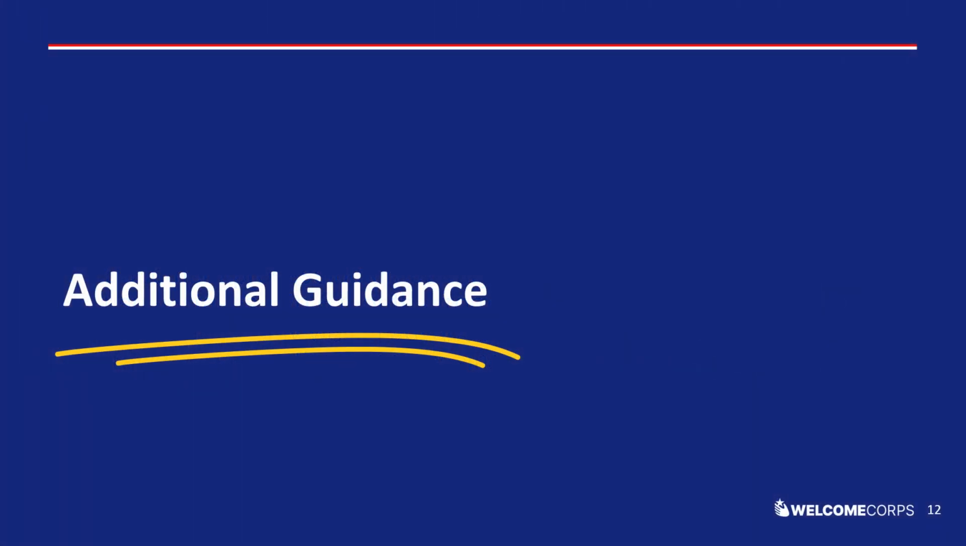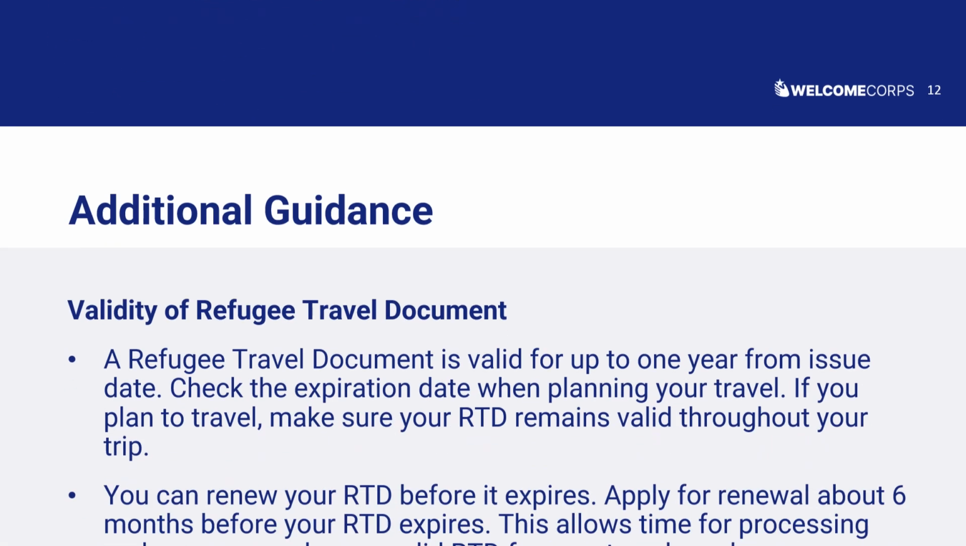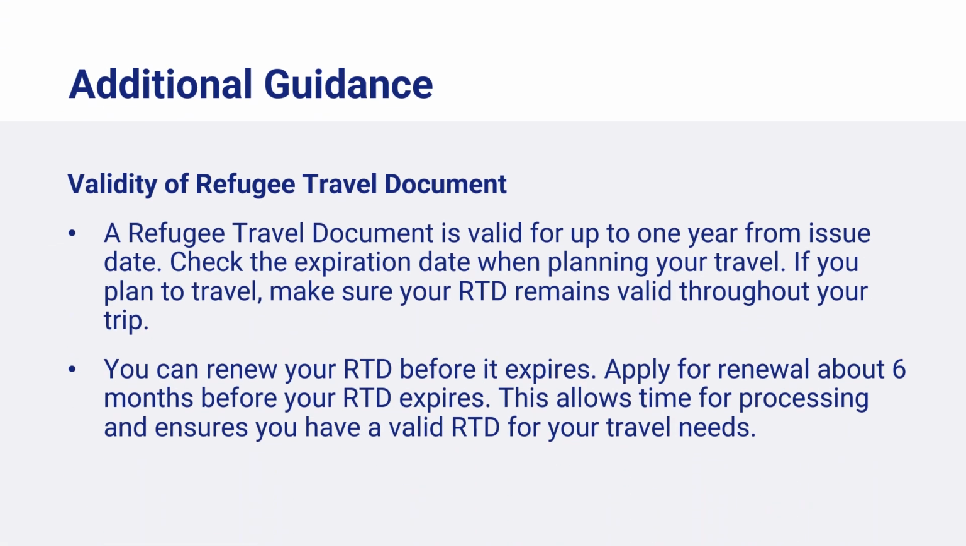Additional guidance. A Refugee Travel Document is valid for up to 1 year from its issue date. Check the expiration date when planning your travel. If you plan to travel, make sure your Refugee Travel Document remains valid throughout your trip.